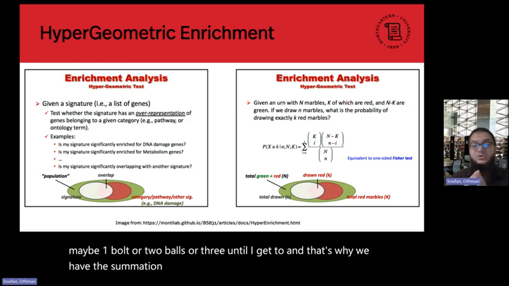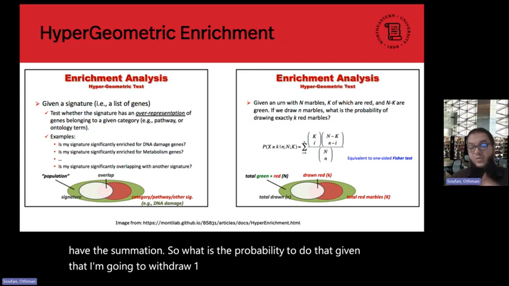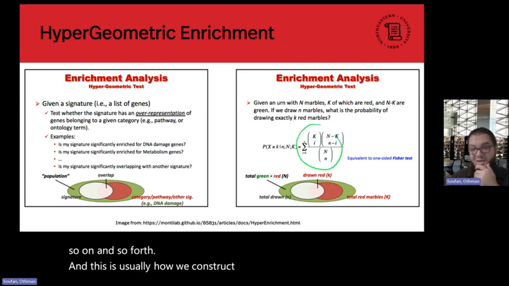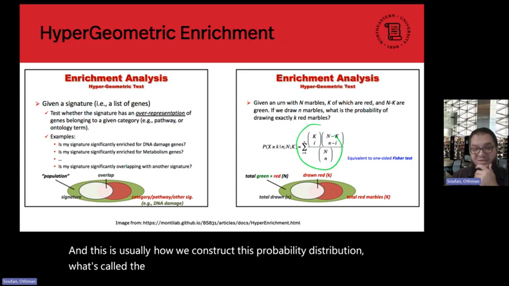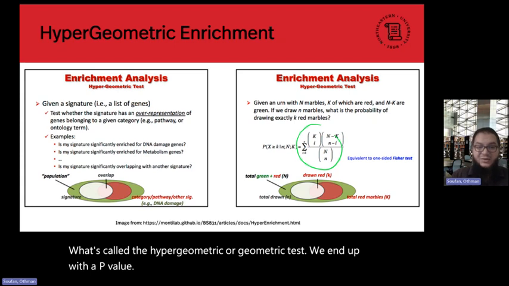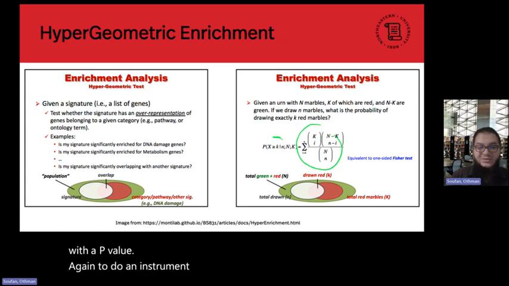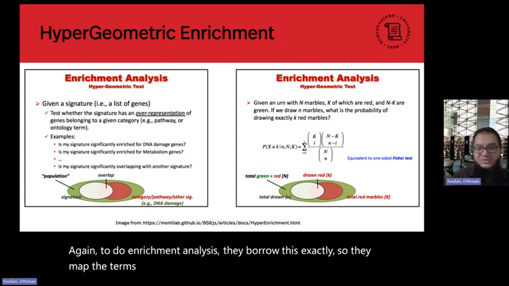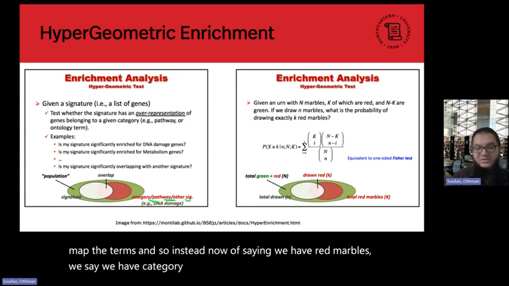So what is the probability to do that, given that I'm going to withdraw one ball or two balls and so on and so forth? And this is usually how we construct this probability distribution. It's called the hypergeometric test. We end up with a p-value. Again, to do an enrichment analysis, they borrow this exactly. So they map the terms. And so instead now of saying we have red marbles, we say we have a category, pathway, or other significant genes.